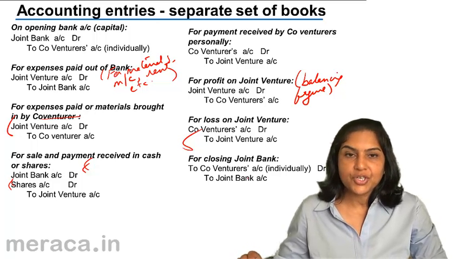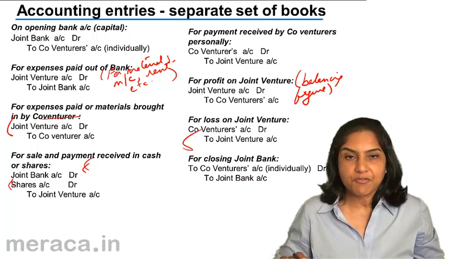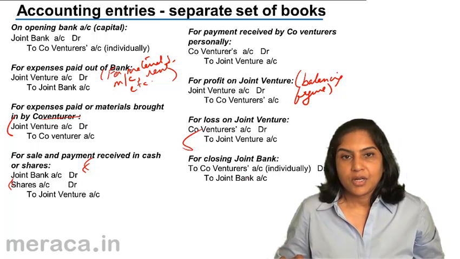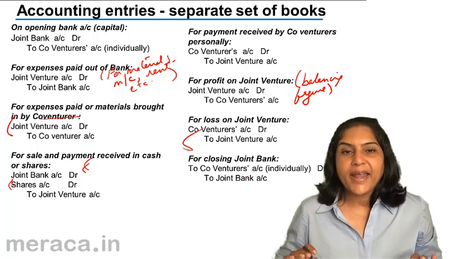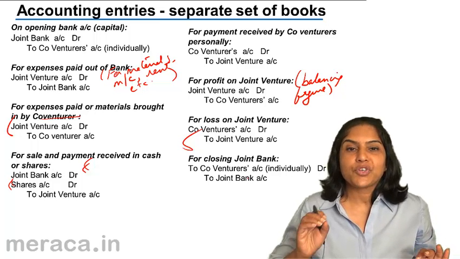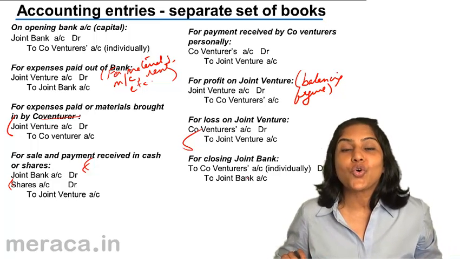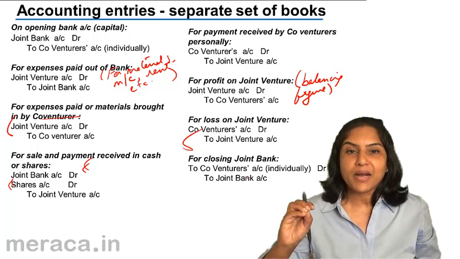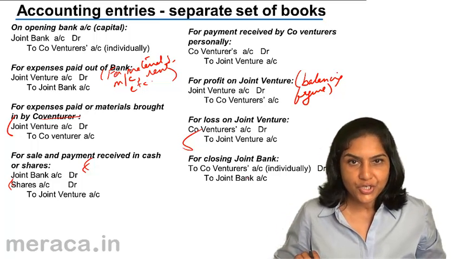A quick revision, what are the possibilities? First and foremost, a bank account is opened. Entry is bank to capital. Therefore, we say joint bank account debit to co-venturers account with whatever money is brought in by each co-venturer.